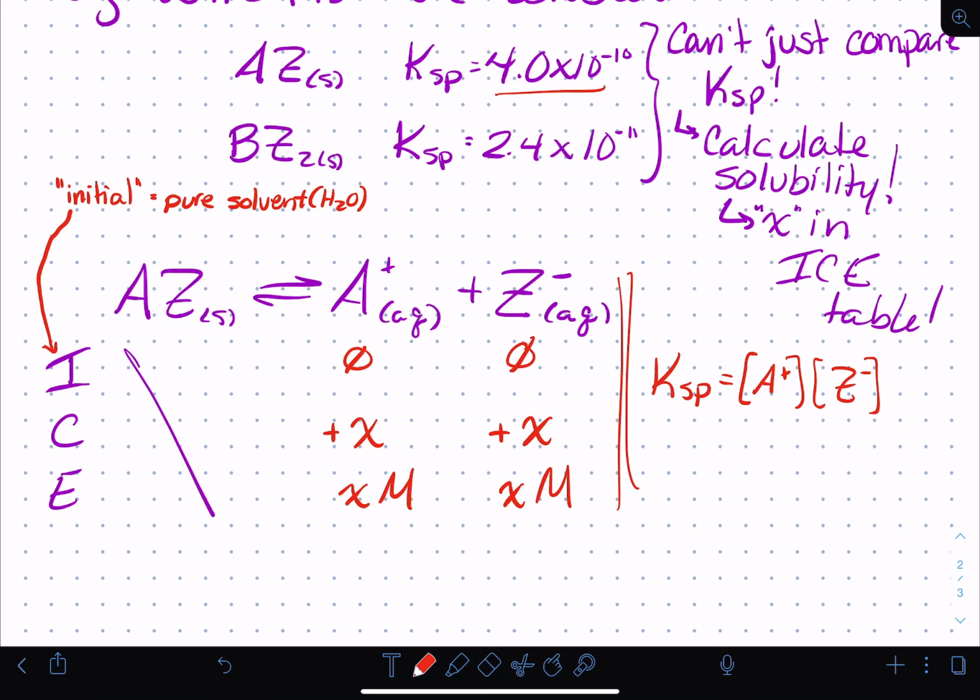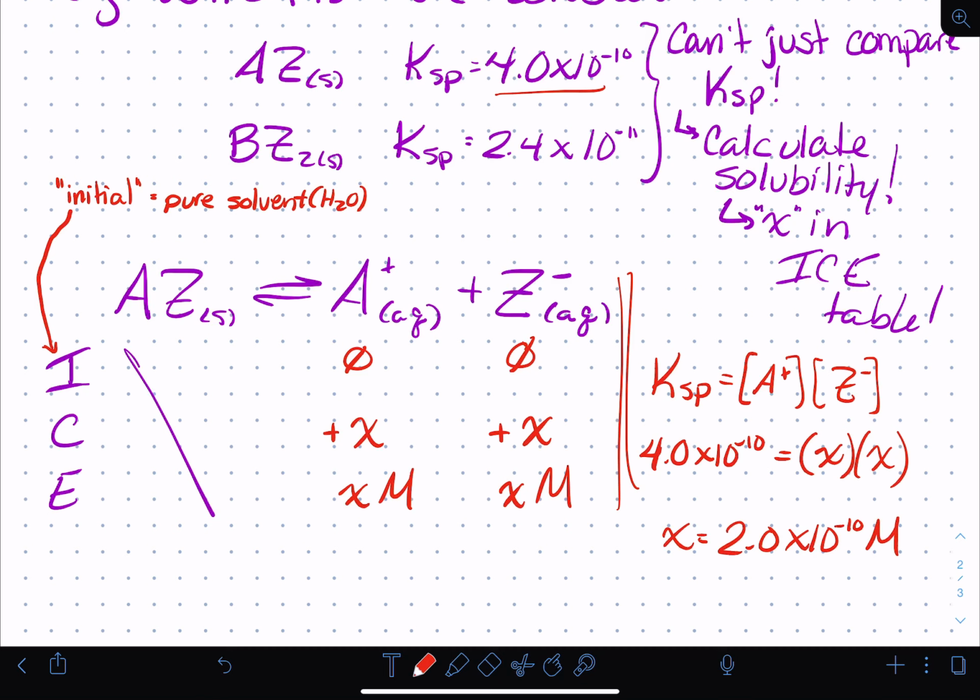We're given a value for KSP of 4 times 10 to the minus 10th. And from our ice table, at equilibrium, the concentration of A is X, the concentration of Z is also X. So to solve for X, we'll just need to take the square root of both sides, which will be 2 times 10 to the minus 10th.